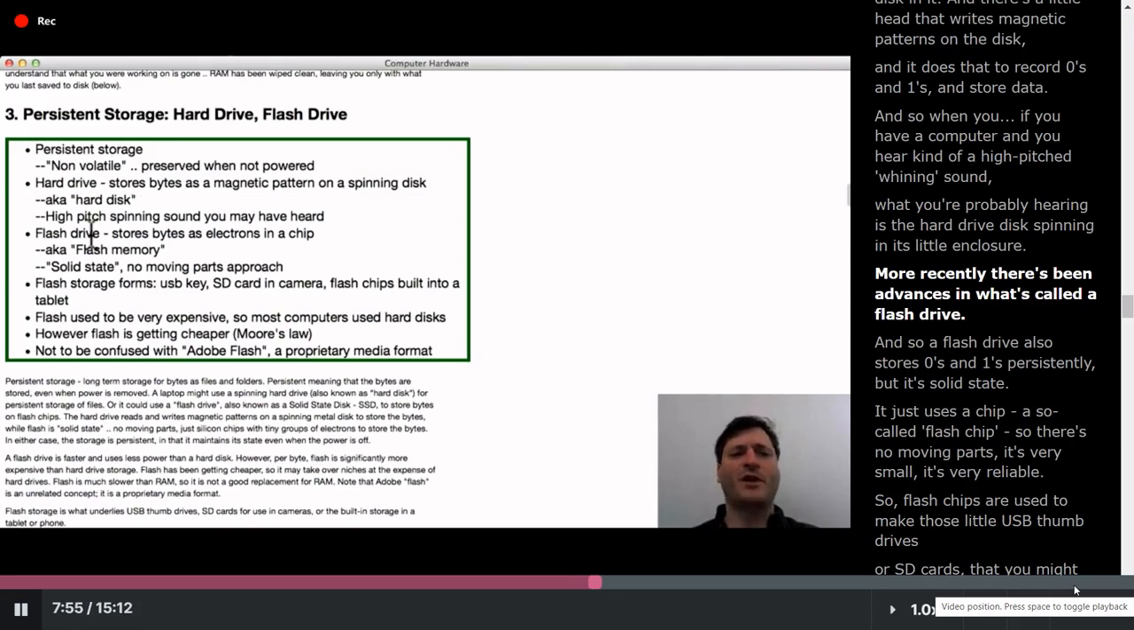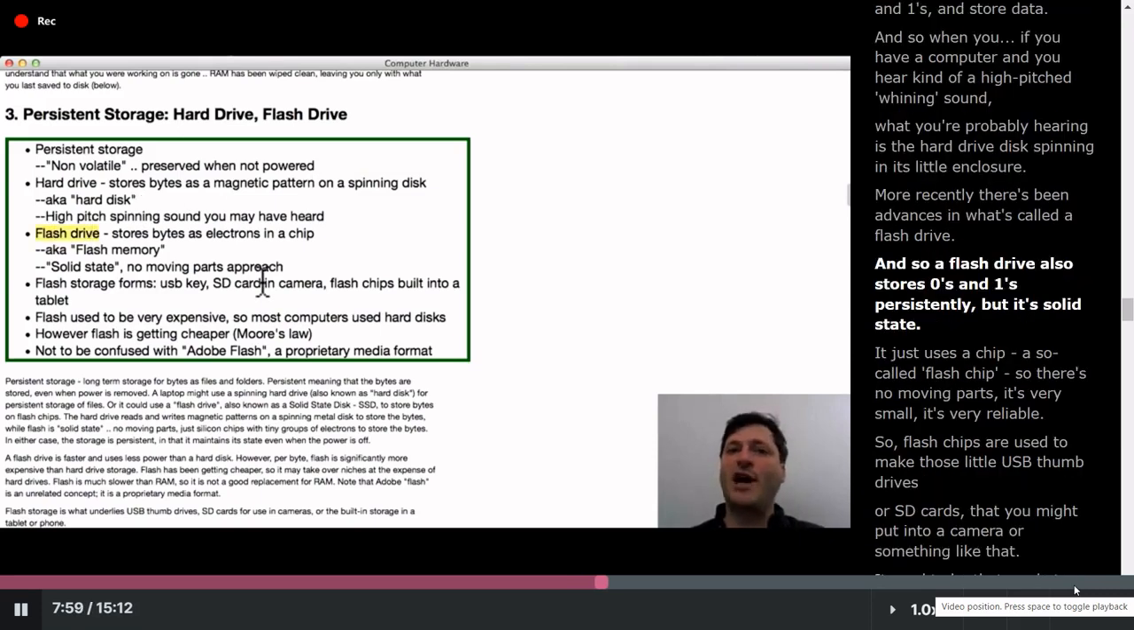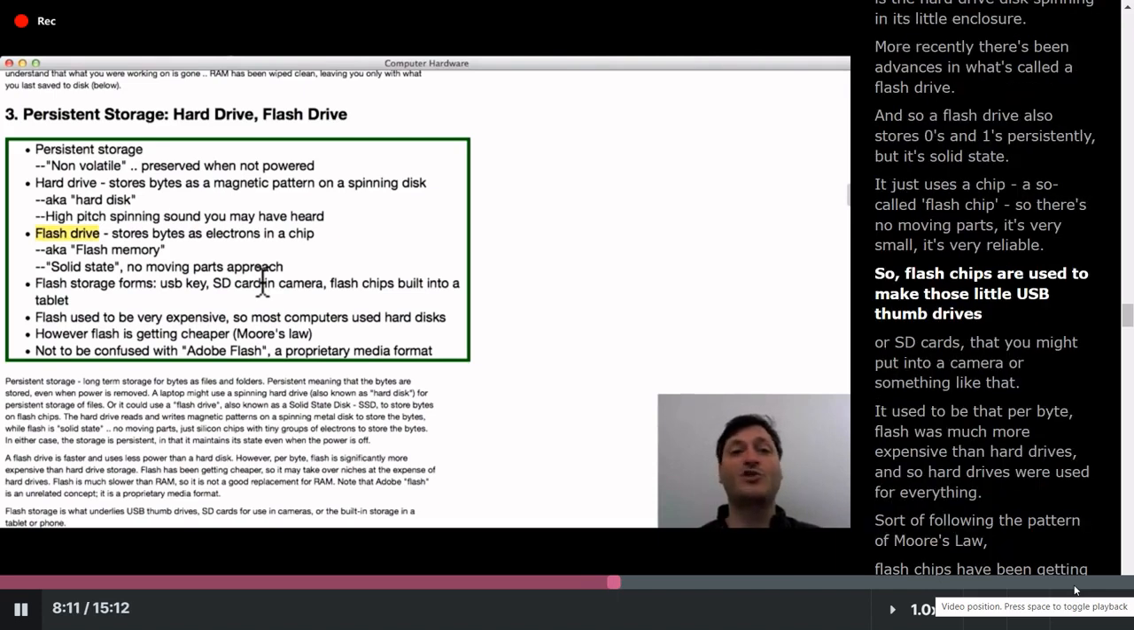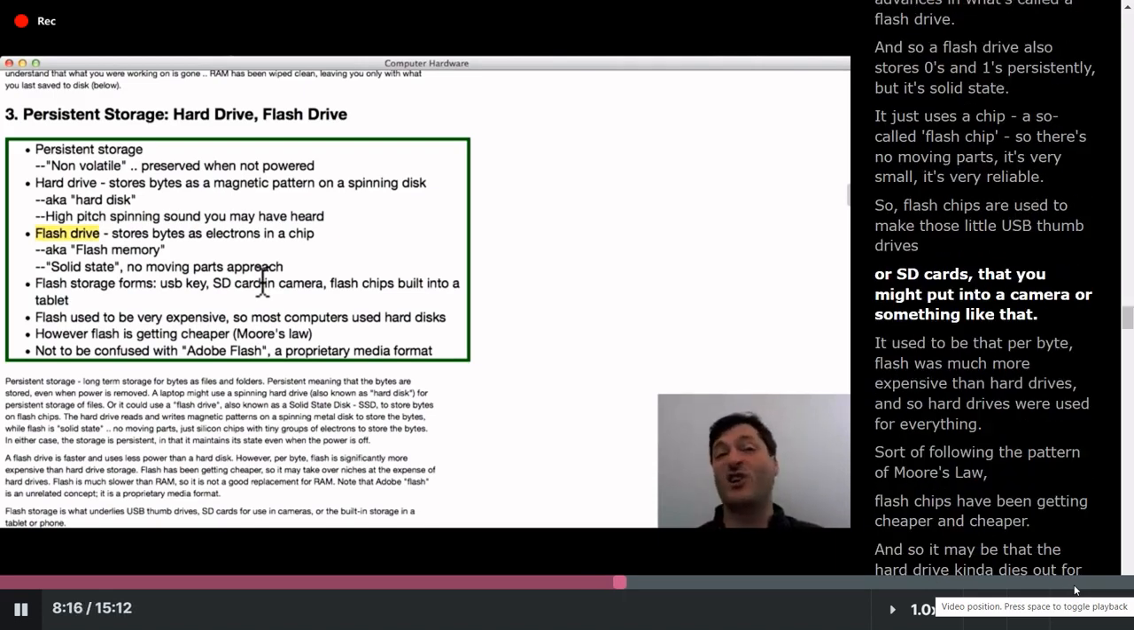More recently, there's been advances in what's called a flash drive. A flash drive also stores zeros and ones persistently, but it's solid state. It just uses a chip, a so-called flash chip. So there's no moving parts. It's very small. It's very reliable. Flash chips are what's used to make those little USB thumb drives or an SD card that you might put into a camera or something like that.